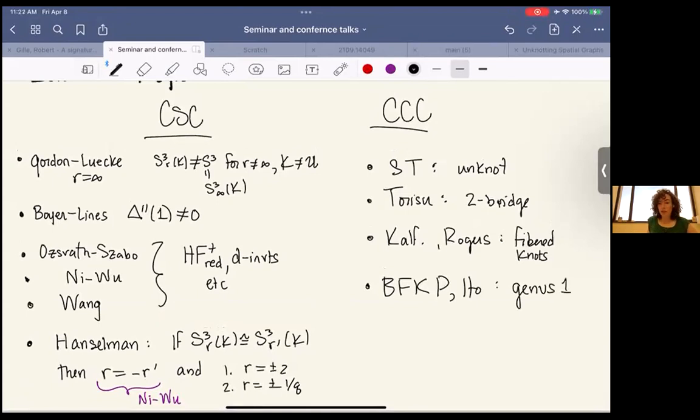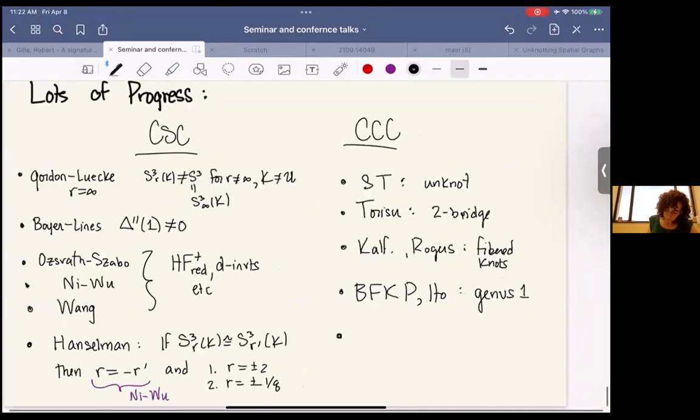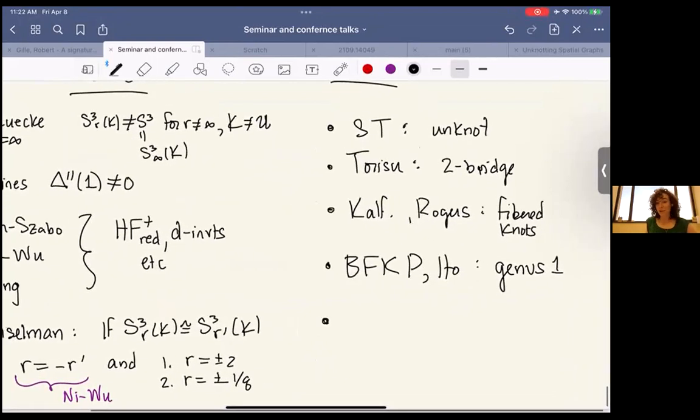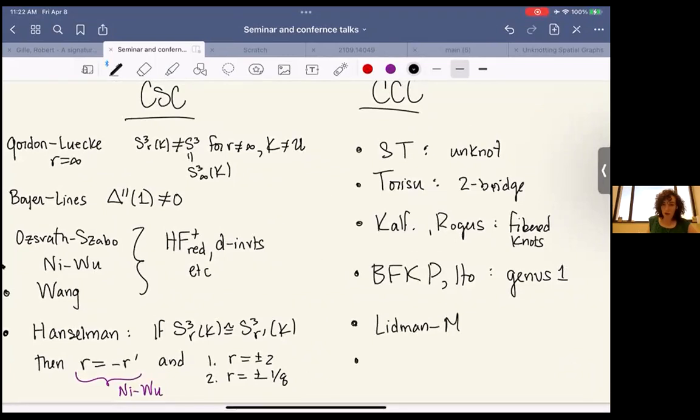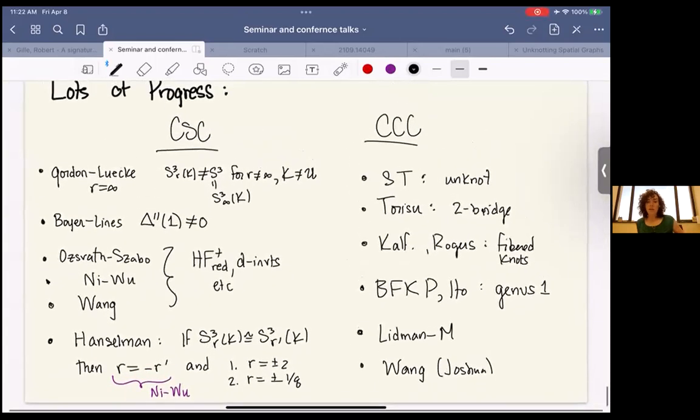And then Ty Lidman and myself worked this out for many classes of alternating, quasi-alternating, and thin knots. Knots whose branched double covers are L spaces. And then we can also add recent work of Joshua Wang to the list. This is a different Wang than the Wang of the list on the left. And so he's looking at a generalized cosmetic crossing conjecture and bandings of split links.